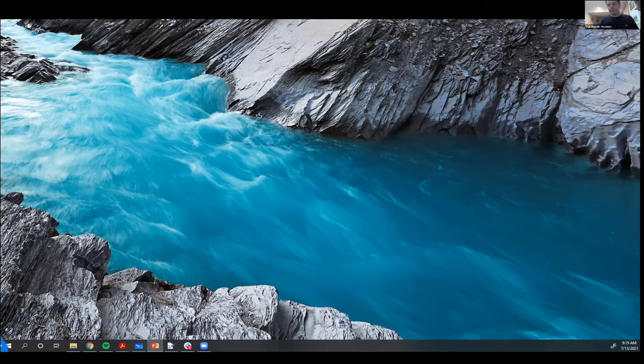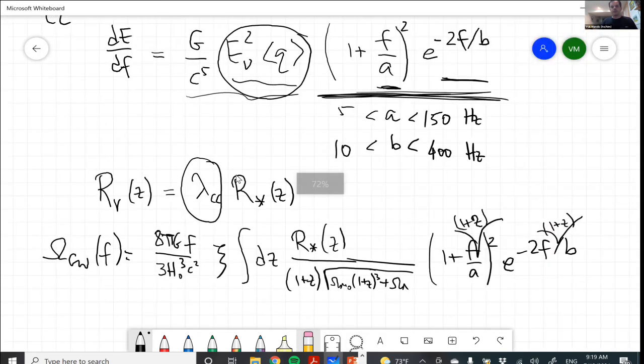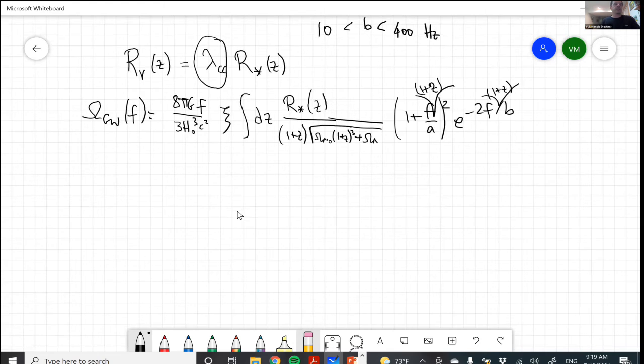Okay, should be sharing this screen. The next thing that we can look at, let's see, we have about 10 minutes, which should be just enough, I think, is the magnetars. So magnetars are neutron stars in a strong magnetic field.